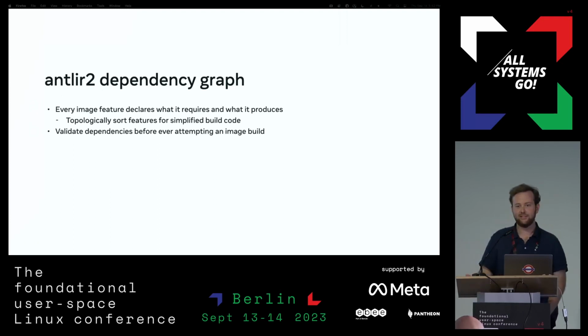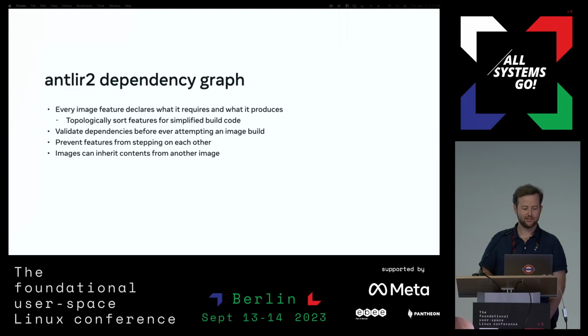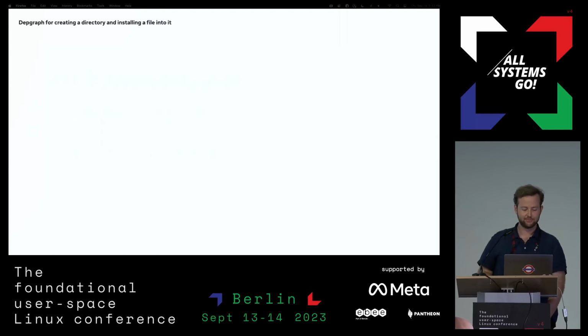The graph lets us validate all those dependencies. Like I said, we want these things to be fast errors. So if you have something like a missing edge or two edges pointing to the same node, those are failures, conflicts. And then images can inherit the dependency graph from a previous image. So I'll give an example of that because it's not super clear from just reading the text.